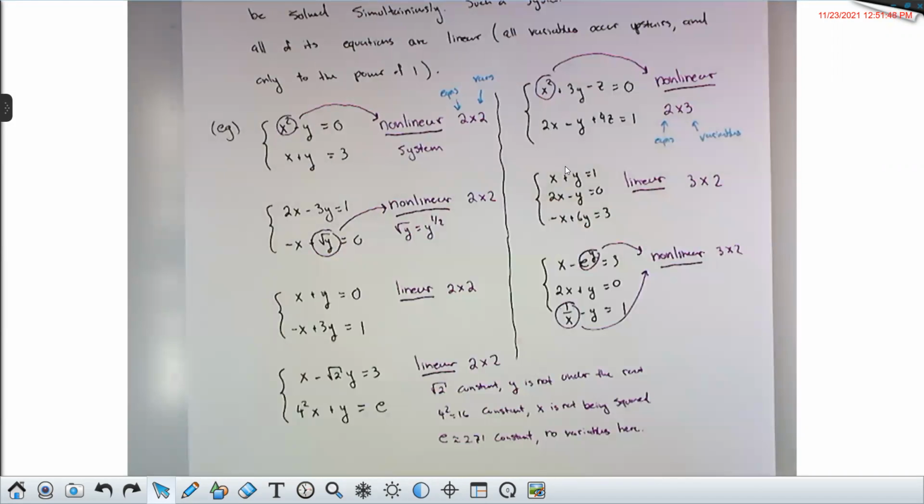Okay. So watch out for sneaky things like this in true-false questions. Some systems might have things in them that make us think nonlinear stuff, but are actually linear. Remember, it's all about the variables. Where are the variables? What's being done to them?